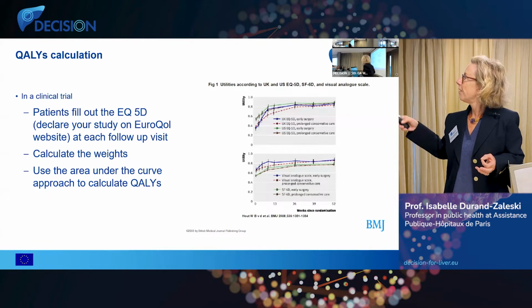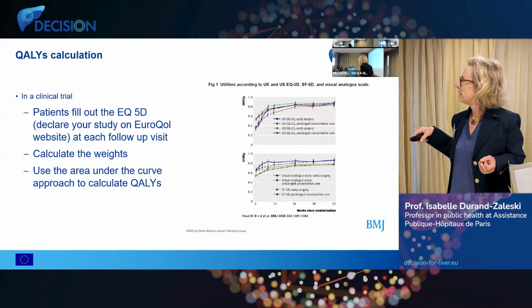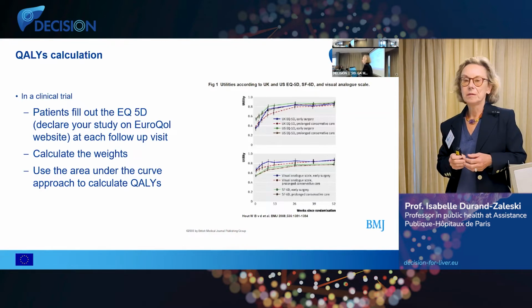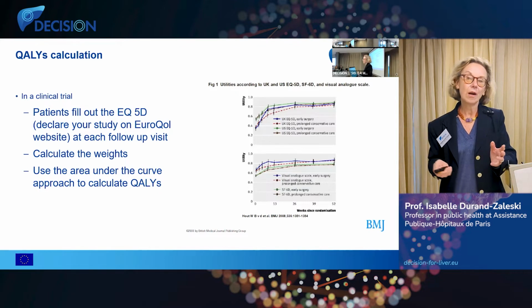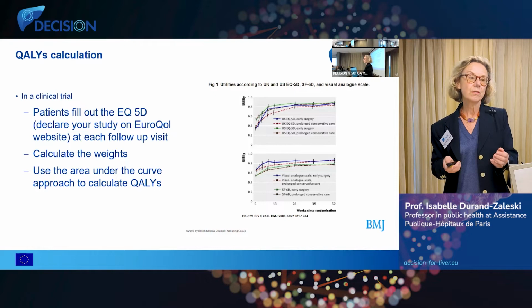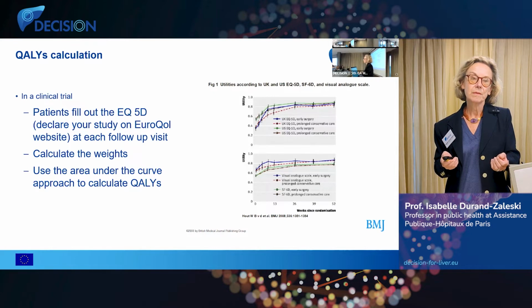So here you have the utility levels, the intervals between visits in a trial, and you just calculate the area under the curves to get the difference in QALYs between the two groups. So this is how we measure health. And there are many limitations to that approach.